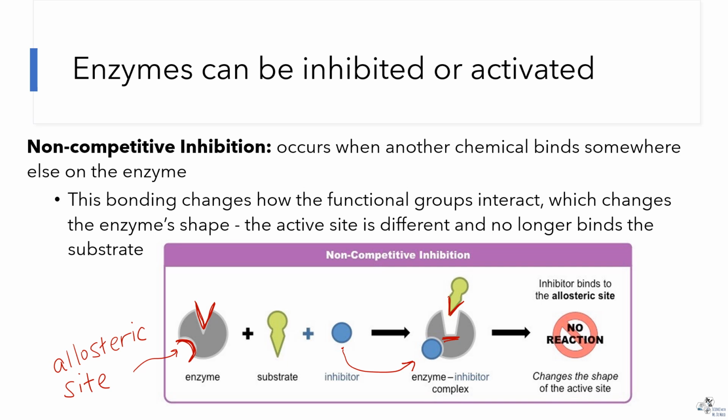So competitive, they compete over the active site. The non-competitive inhibitors, they don't want to compete. They're going to find the allosteric site and cause the shape change so that the active site is no longer the proper structure.